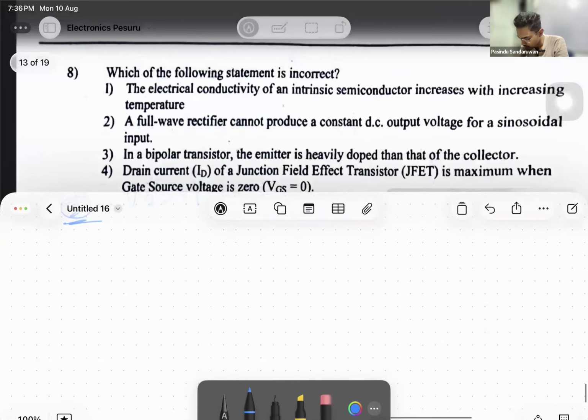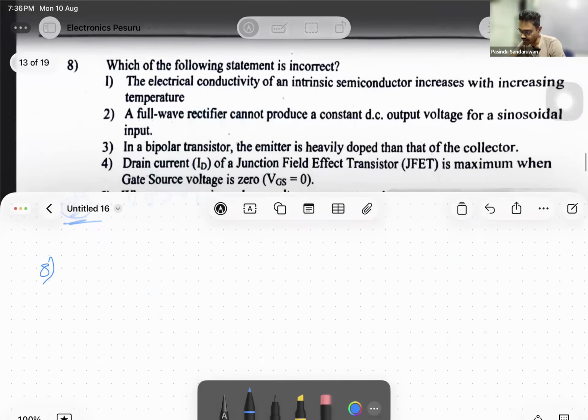8. Which of the following statements is incorrect?